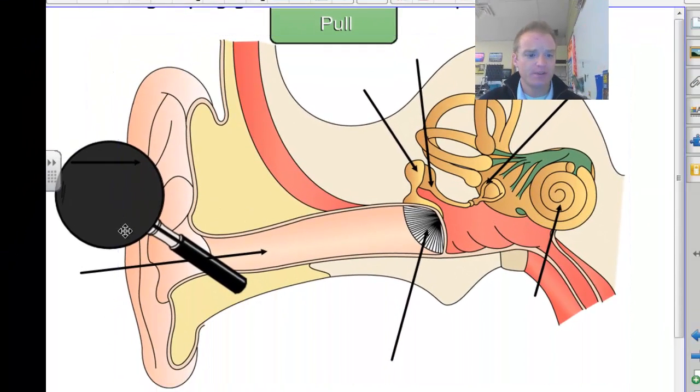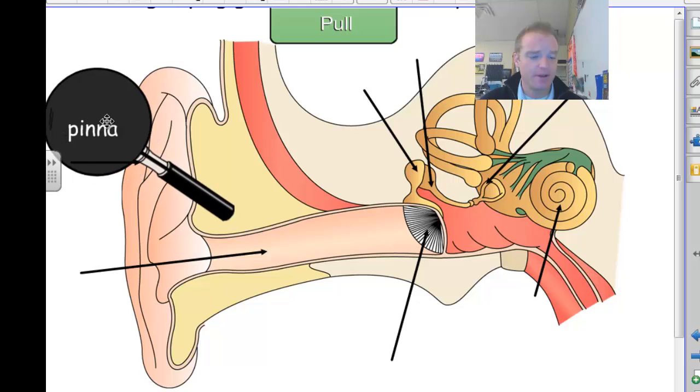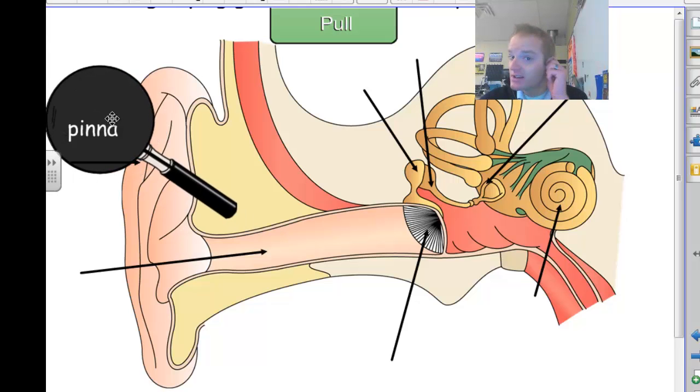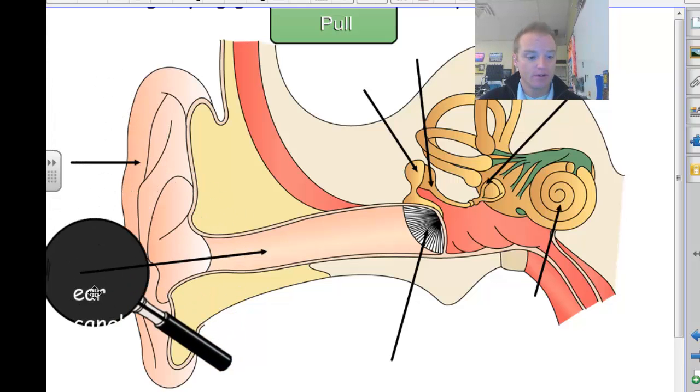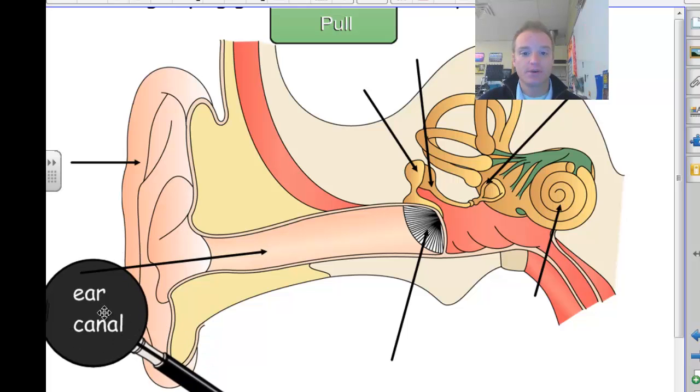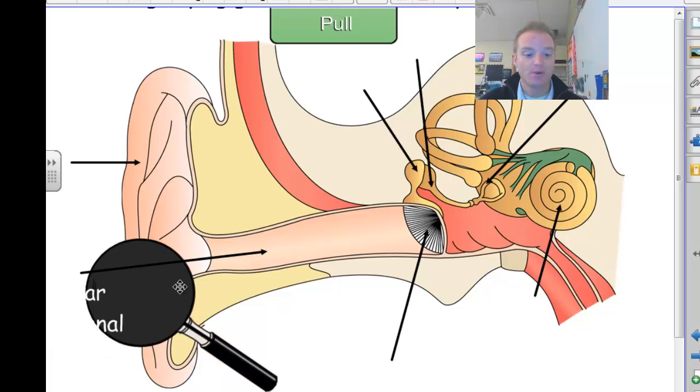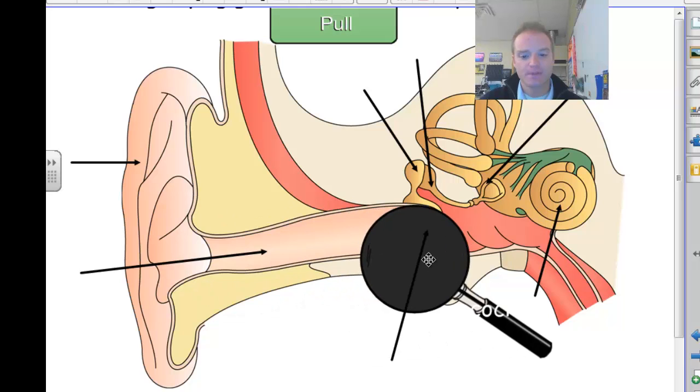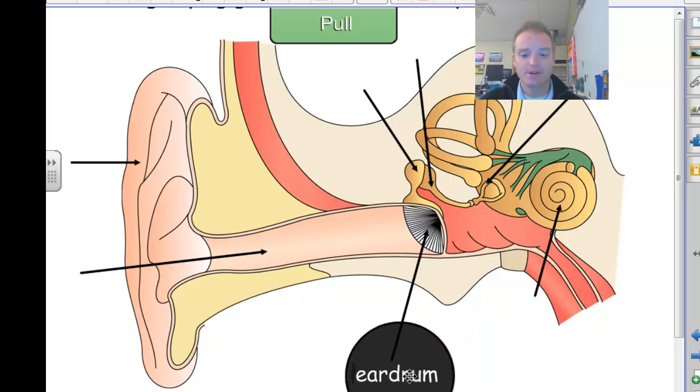So where's this at? The outer ear, the pinna, that's the part of the ear that you can see. You have your ear canal, where you're not supposed to put Q-tips, going inwards here, carrying those sound waves. And then here, you can see you have the eardrum. That's that tightly stretched membrane that vibrates when sound hits it.